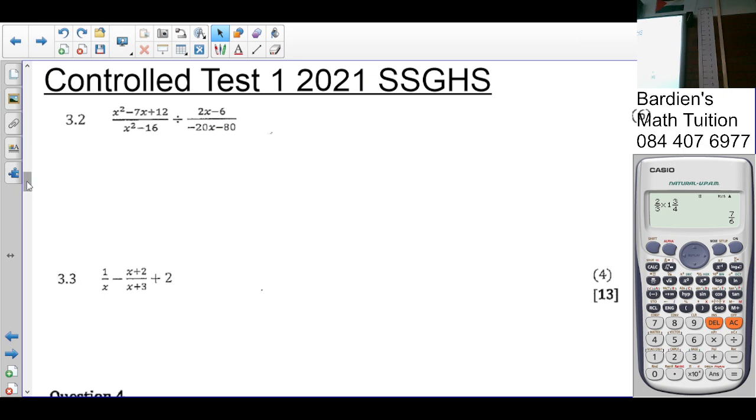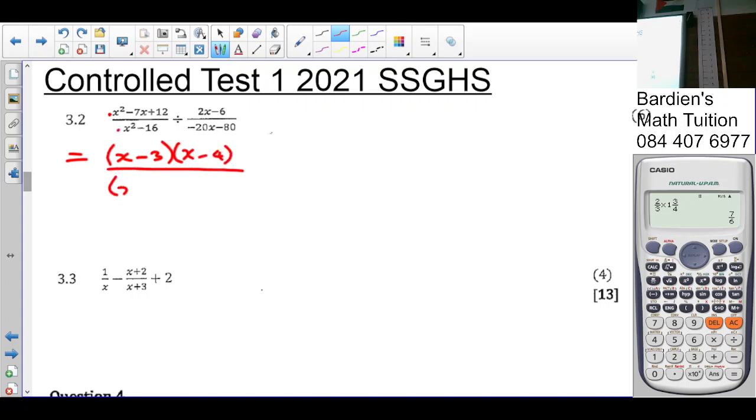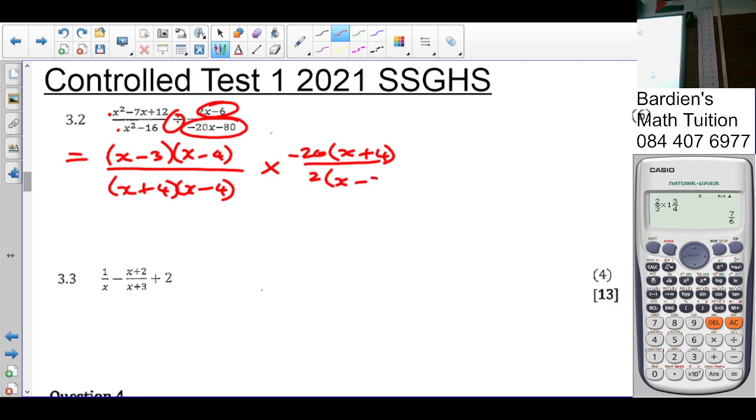Okay. So what do we have here? Trinomial. There's going to be x minus 3, x minus 4, over difference of 2 squares, x plus 4, x minus 4. That changes to multiplication. What is common here? Negative 20. I'm left with x plus 4 over, what's common there? 2. X minus.